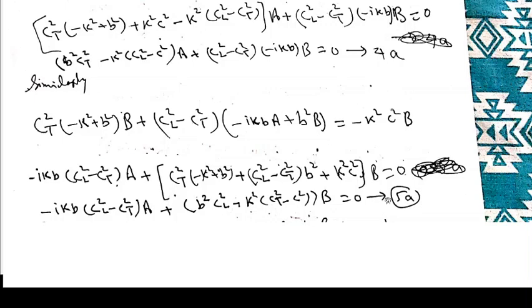Now this is a homogeneous system for A and B. And we know that a homogeneous system always has a trivial solution. So we always look for a non-trivial solution of the homogeneous system if that exists. So for the existence of the non-trivial solution of this homogeneous system, the determinant of the coefficient matrix should be equal to 0. If the determinant is not equal to 0, then we cannot have a non-trivial solution of this system. So to have the non-trivial solution, we must have determinant equals 0.